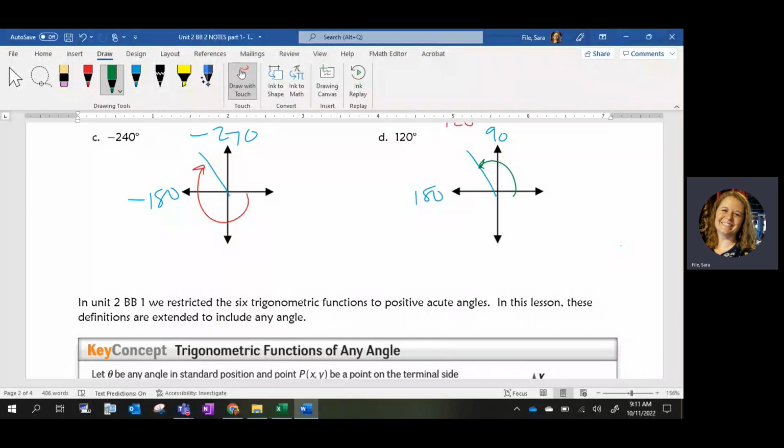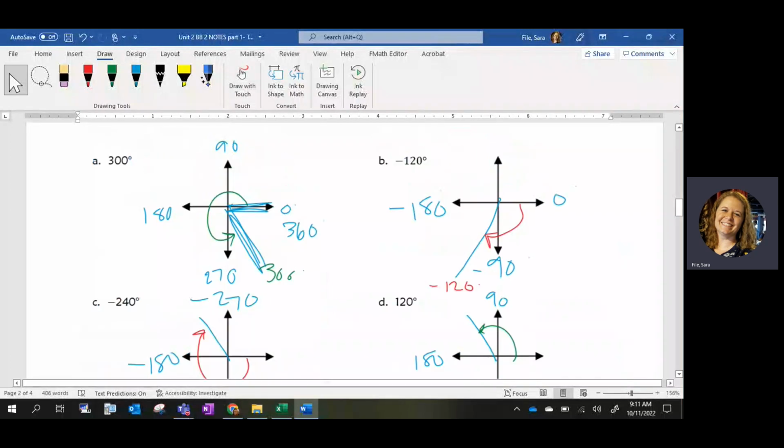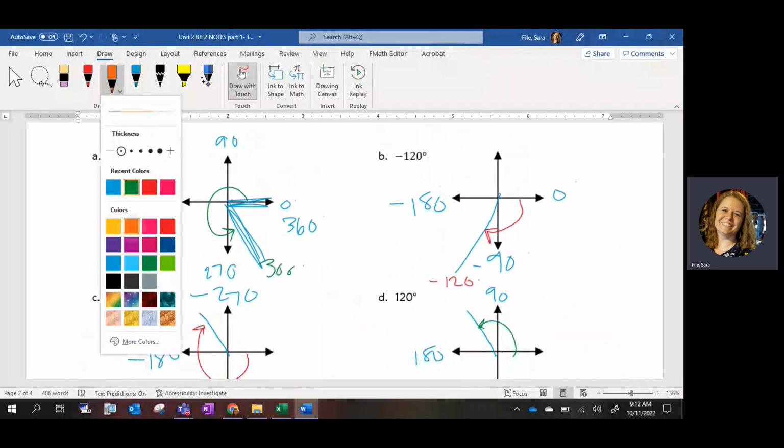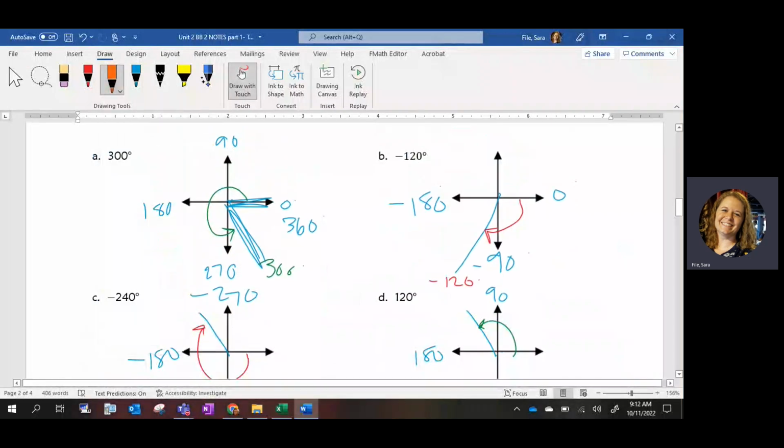All right, so that is reference and sketching angles in standard position. And then this one wants us to find the reference angles. So I'm going to find the reference angle. I'm going to get a different color for this. I'll get orange, I guess. So for the 300, the reference angle would be here, would be alpha. So if I'm at 300 and if I go all the way around, it's 360. So the difference there is 60 degrees. So the reference angle for that one is 60.